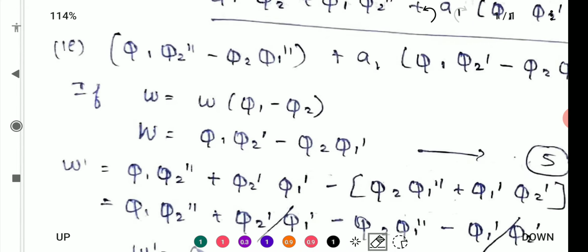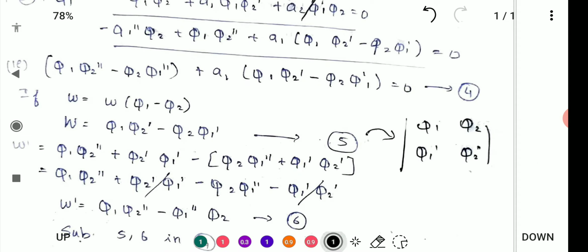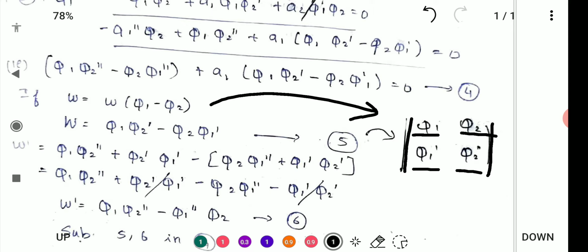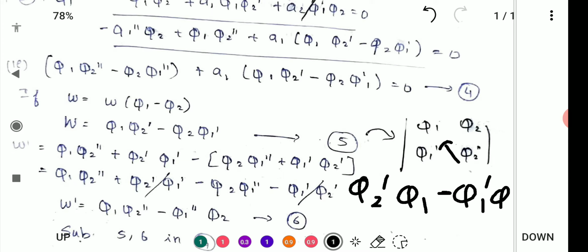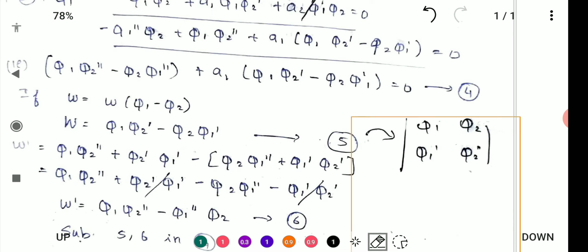Then we already know the Wronskian, which we write as W, equal to W of phi1, phi2, which we can write as the determinant of phi1, phi2 and phi1 dash, phi2 dash. Finding the determinant, we get phi2 dash into phi1 minus phi1 dash into phi2. We have written this expression here, and I am marking this expression as the fifth equation.